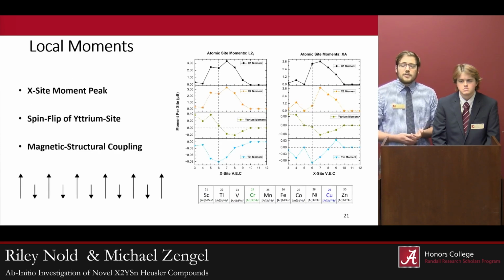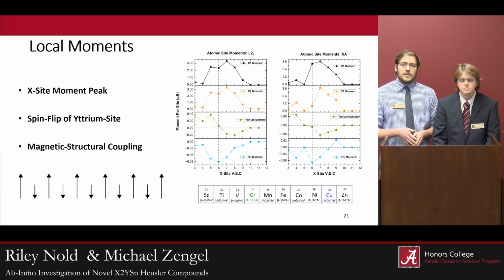We also tracked what is happening for the local magnetic moments for each element of our material as we vary this X site and for both phases. We find that for both the X1 and X2 sites in the L21 and full Heusler phases, there's a large peak in the magnetic moments, sitting around the X equals manganese region. This implies that much of the magnetic behavior of our material is dominated by our choice of the 3D transition metal that sits on the X site.